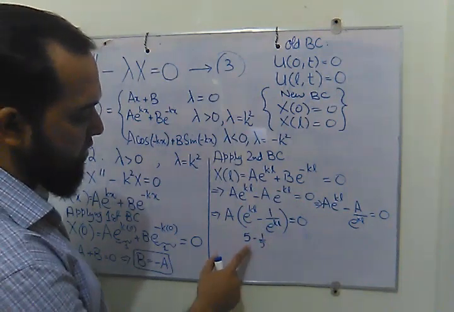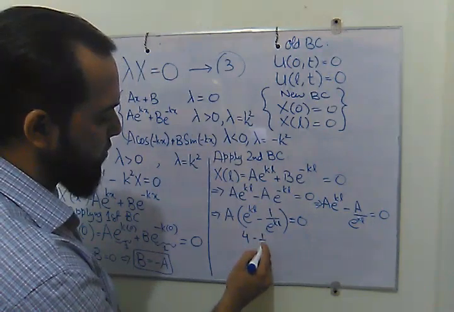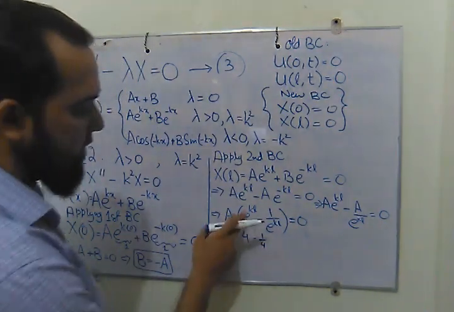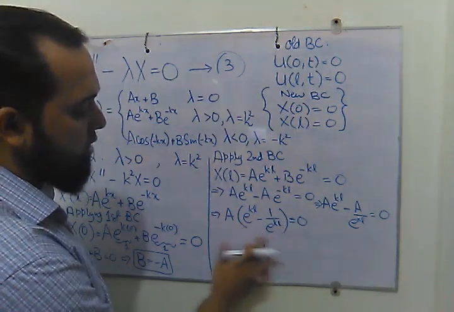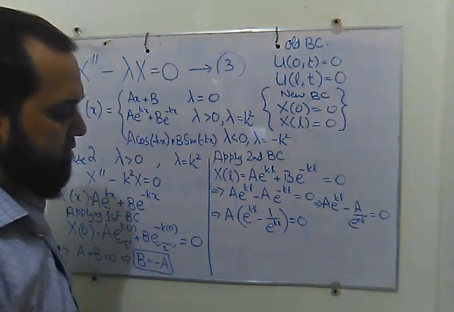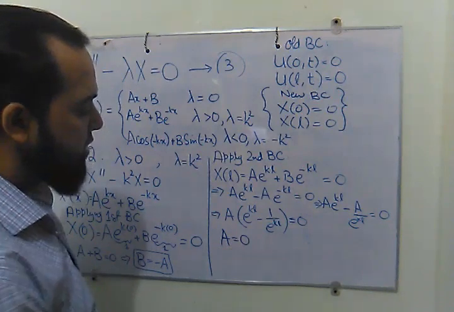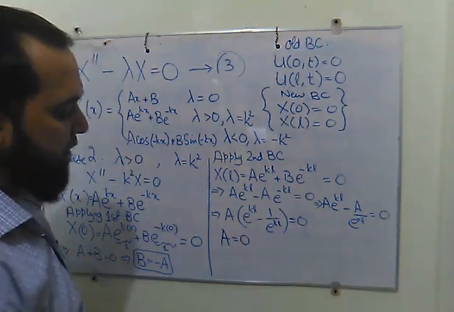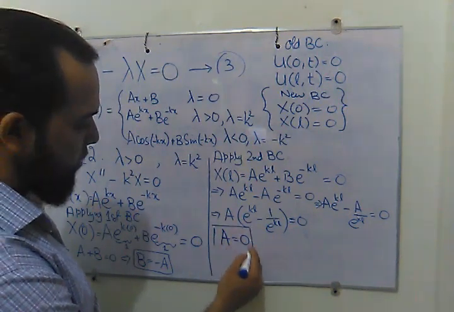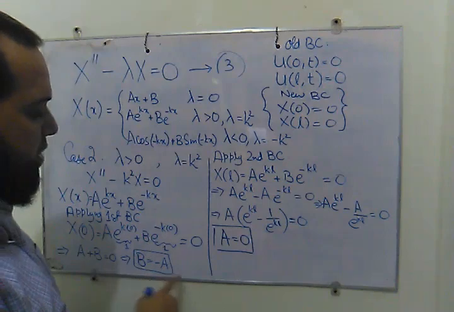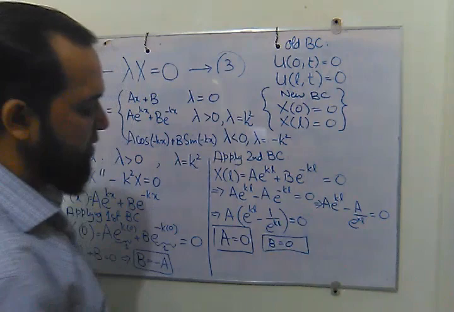So you can put any value here. If you put, for example, 4 here, then it will become minus 1 upon 4. And we are sure that k is also positive, L is also positive, which means that this bracket term cannot be 0. This is greater than 0 always. This shows that we have no option but to consider a equal to 0 because of this expression. And since a is equal to 0, and we have already proved that b is equal to minus a, this implies that b is also equal to 0.